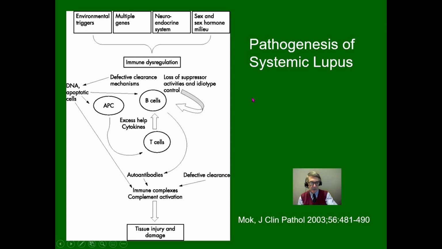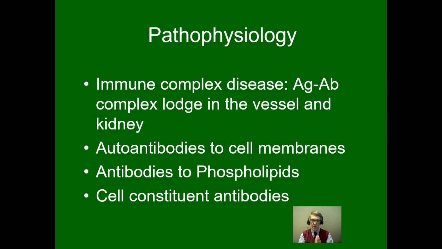So the next question is how does this cause damage in the body? There are several mechanisms that have been noted. Number one, there's an immune complex disease, specifically antigen-antibody complexes. The antigens, especially in kidney disease, may be the DNA, and these are large complexes of antigen and antibody that can get lodged in the vessels. We see this causing disease in the kidney, and we see this causing disease in the skin.